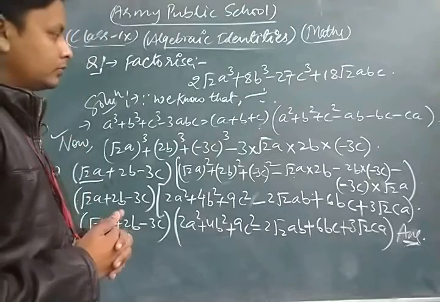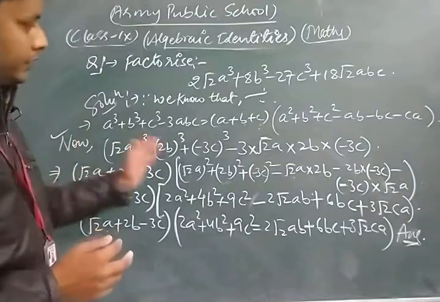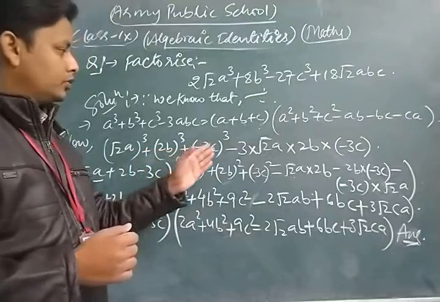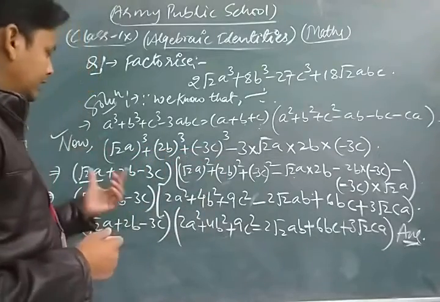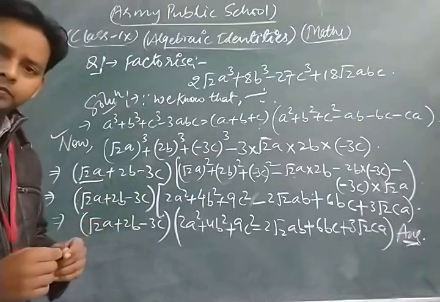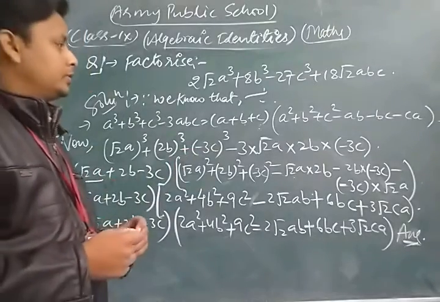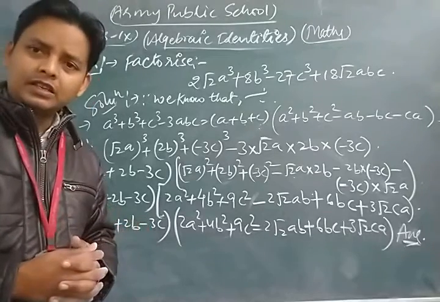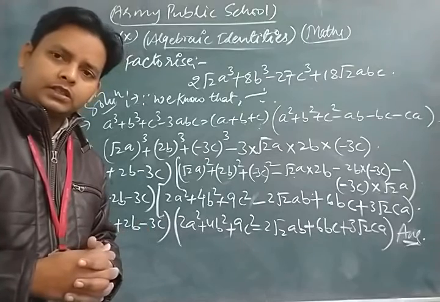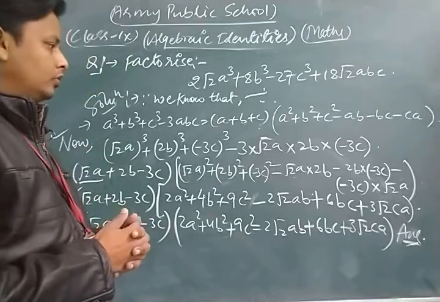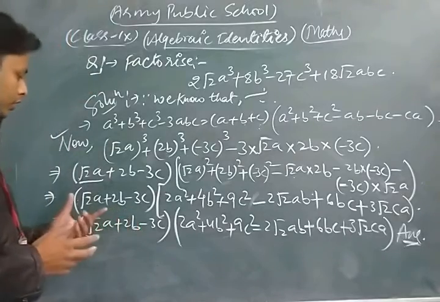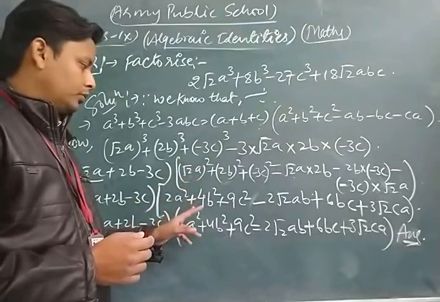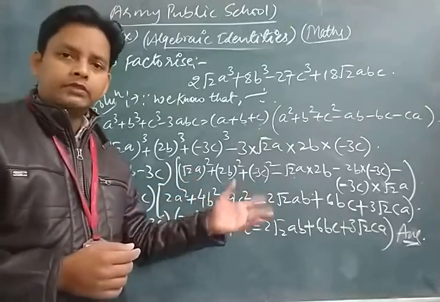Okay, now we expand the given expression based on the identity a cube plus b cube plus c cube minus 3abc. So now that is (a plus b plus c) in one bracket, and in another bracket this is a square plus b square plus c square minus ab minus bc minus ca respectively. So that is (root 2 a plus 2b minus 3c), and this is (root 2 a) square, that is 2a square, plus 4b square, and now simplify them, we get our result.